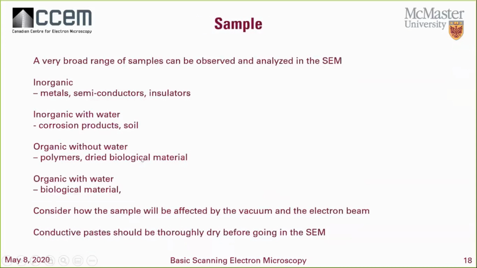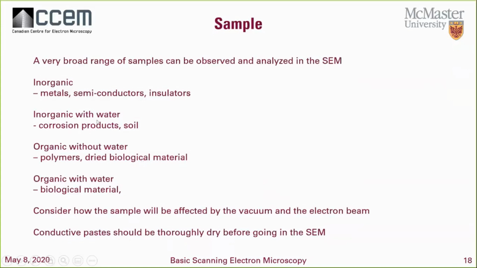Now, when we're talking about samples, we can put a huge range of different types of things in the SEM. So inorganic, metals, semiconductors, insulators. In the case of insulators, we have to be careful about effects where the beam produces charging in the material. What happens is we have a charge buildup in the insulator, and it affects the low energy secondaries. If it's really bad, it affects the actual primary beam itself.